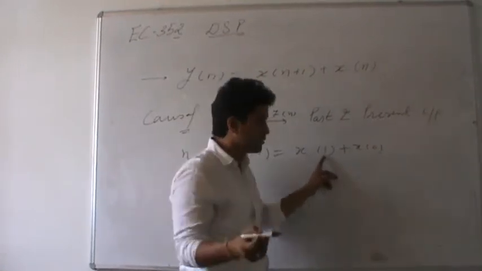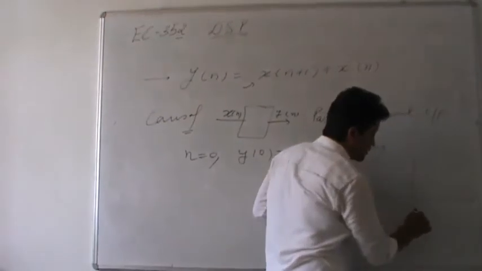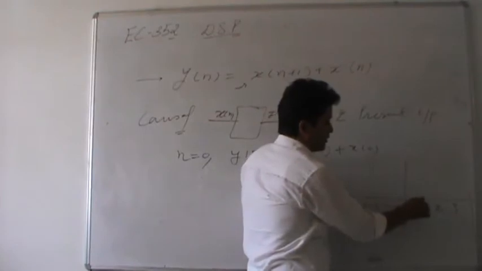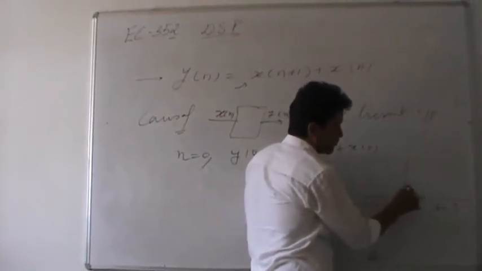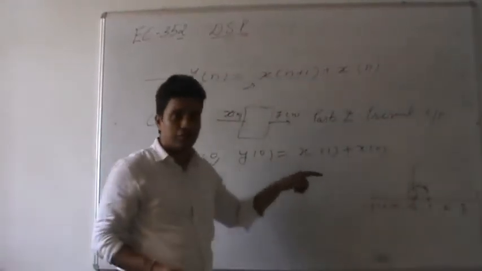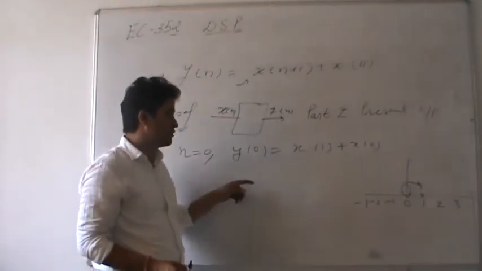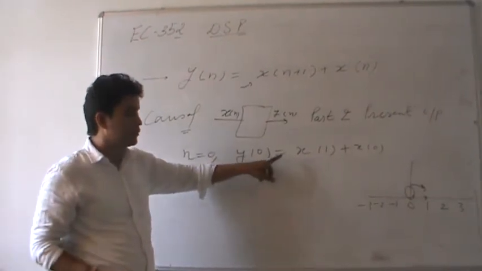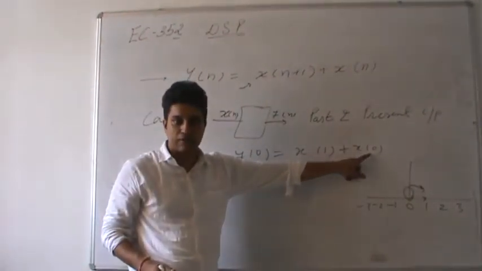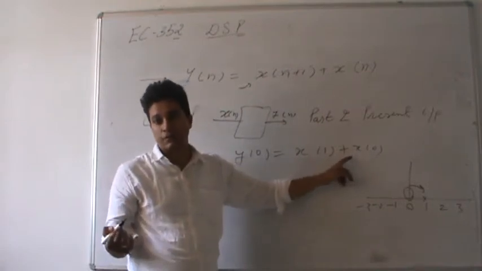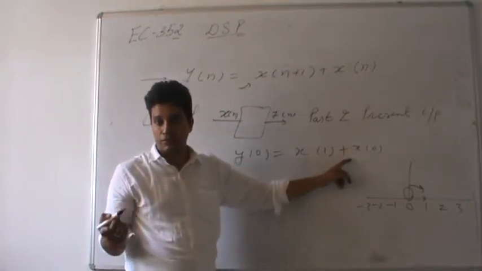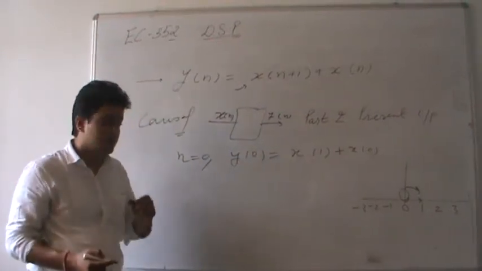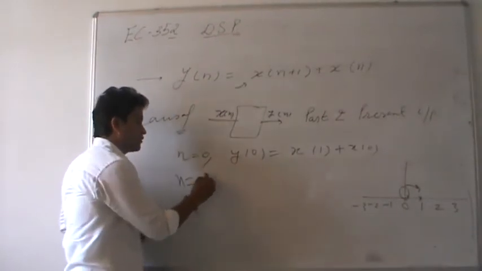What is x of 1? Go back to the graph. You see here you have 1 here, 2 here, 3 here, and minus 1, minus 2, minus 3 on this side. So 1 is here. You are standing at this position, and this value is ahead. So that is a future value. You see that y of 0 is depending on x of 1 and x of 0, the addition of those. x of 1 is a future value for y of 0. So this system is non-causal in this way. Now take another value of n, let us take 1.